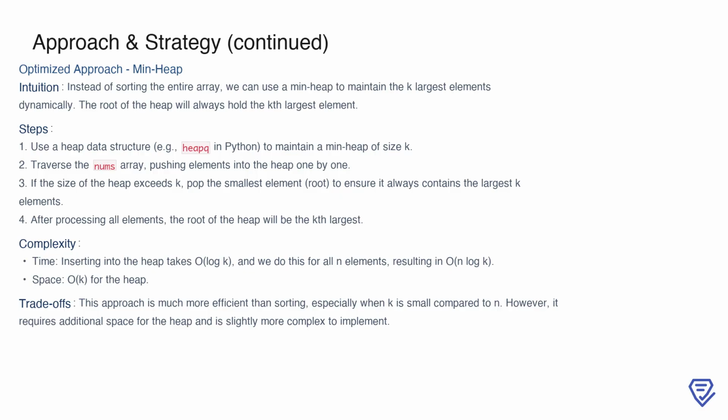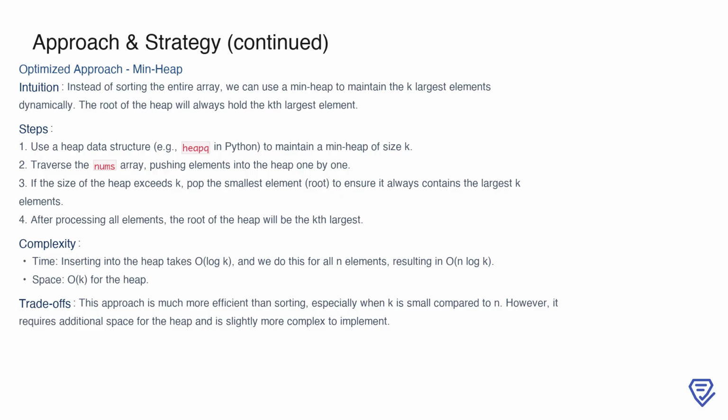If the heap size exceeds k, we remove the smallest element, which ensures the heap always contains only the largest k elements. Once all elements have been processed, the root of the heap contains the kth largest element. This approach is significantly more efficient than sorting, with a time complexity of n log k, since each insertion into the heap takes log k, and we perform this operation for all n elements.